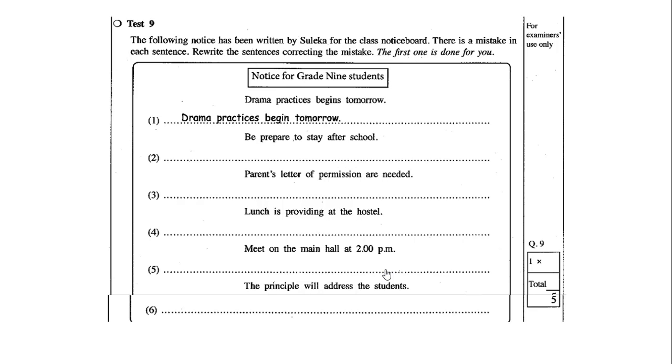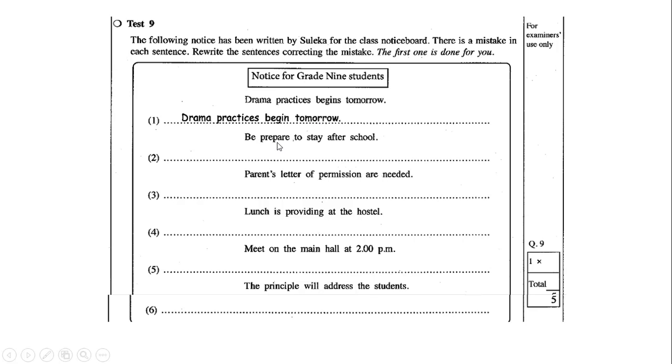There is a mistake in each sentence. Rewrite the sentences correcting the mistake. The first one is done for you. Look at this one. Notice for grade 9 students. First one, grammar practices begins tomorrow. Practices is plural, so you can't use the verb in the singular form. The correct one is grammar practices begin tomorrow.